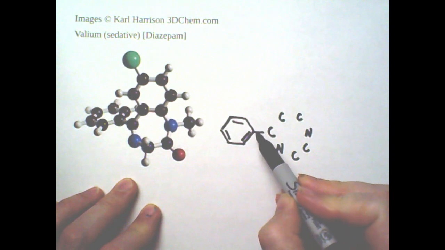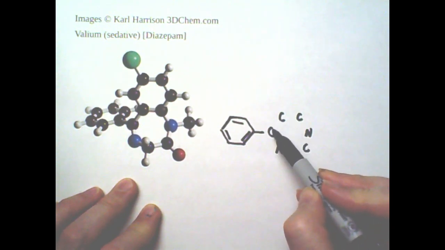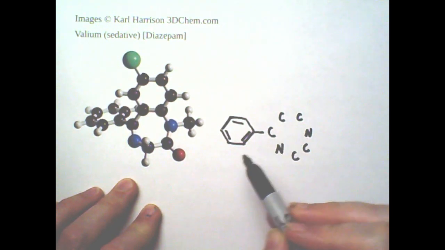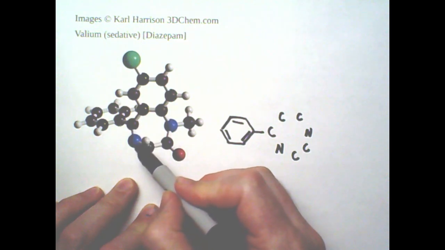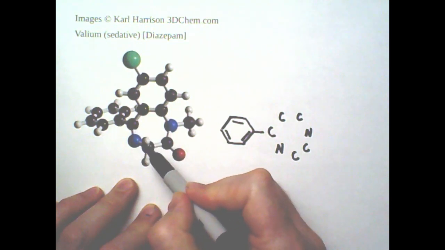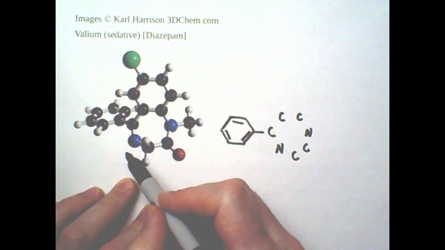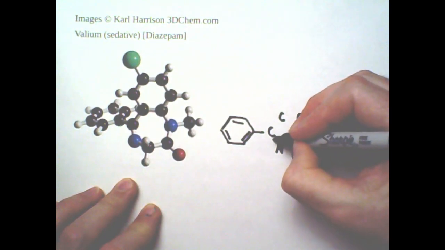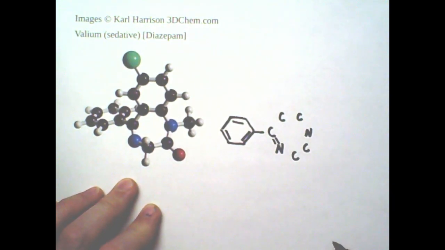Probably not back this way because we couldn't do a double bond there. So there's going to be a double bond to either this C or this N. This N has 2 bonds and not a third. There's no hydrogen coming off of it. So it needs a third bond. So that's where our double bond is going to go.